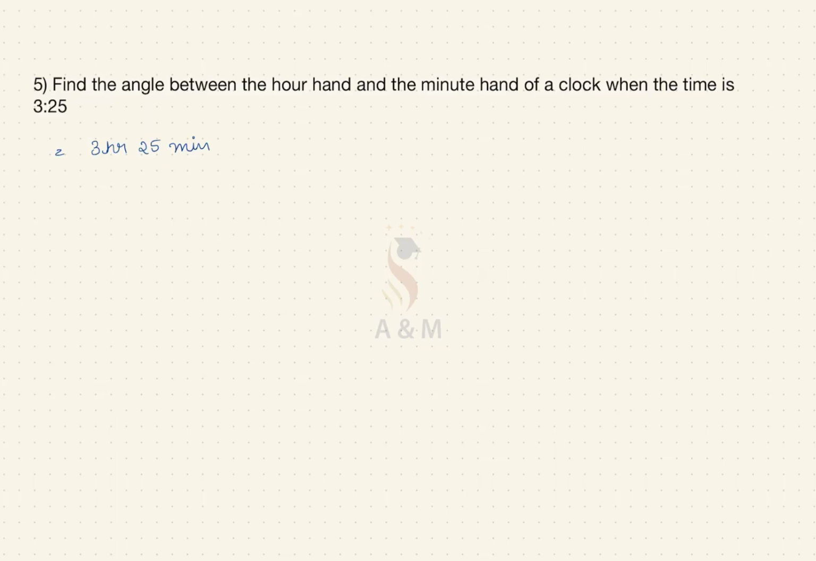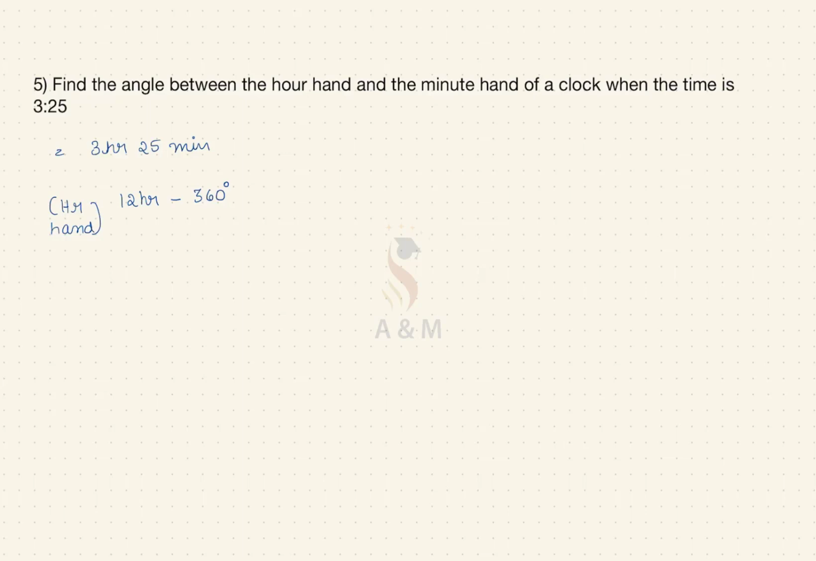The angle traced by the hour hand in 12 hours is 360 degrees. You know that for every 12 hours the hour hand turns one circle, that is 360 degrees. So 12 hours is 360 degrees.